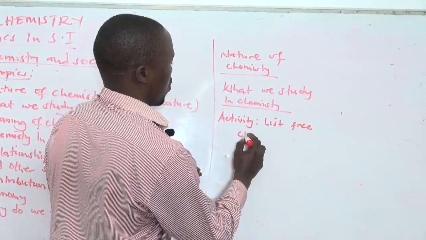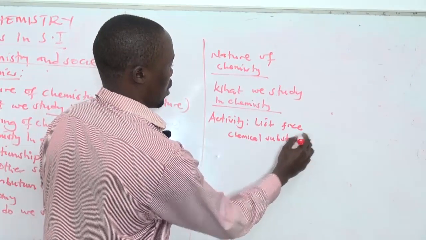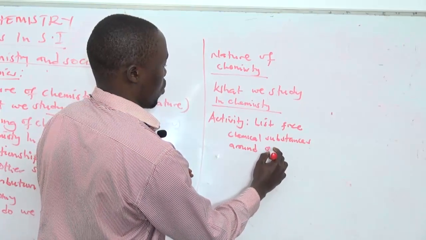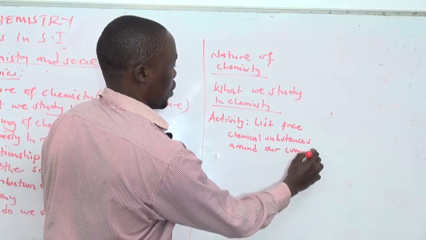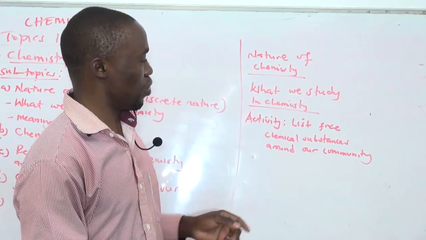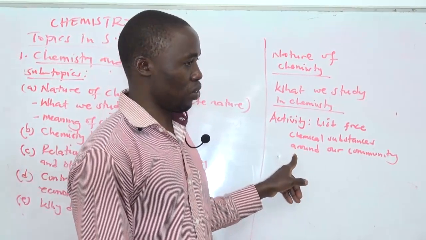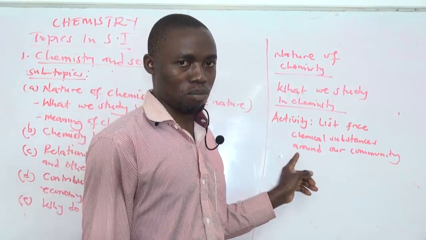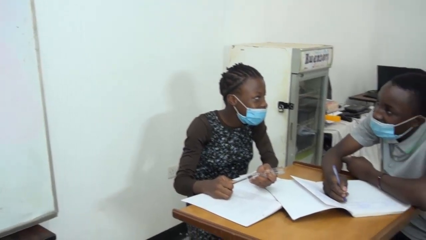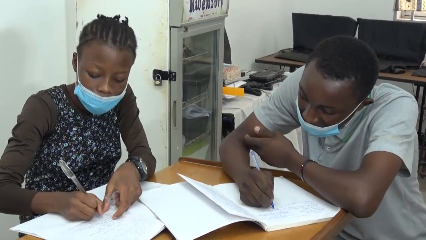5 chemical substances around us, around our community, around our community. Now, in just 5 minutes, can you brainstorm of some substances that are around us? Yes, brainstorm. 5 minutes only. Brainstorm as you list roughly somewhere.